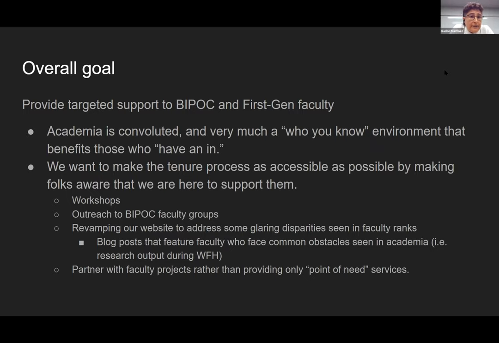Our overall goal is that we want to provide targeted support to BIPOC and first-gen faculty. We know that academia is convoluted. It's very much a who-you-know environment that benefits those who have an in, and that's very few. And so we want to make the tenure process as accessible as possible. We can't change the rules. We can't change what is considered high impact or not. But what we can do is directly support these folks.